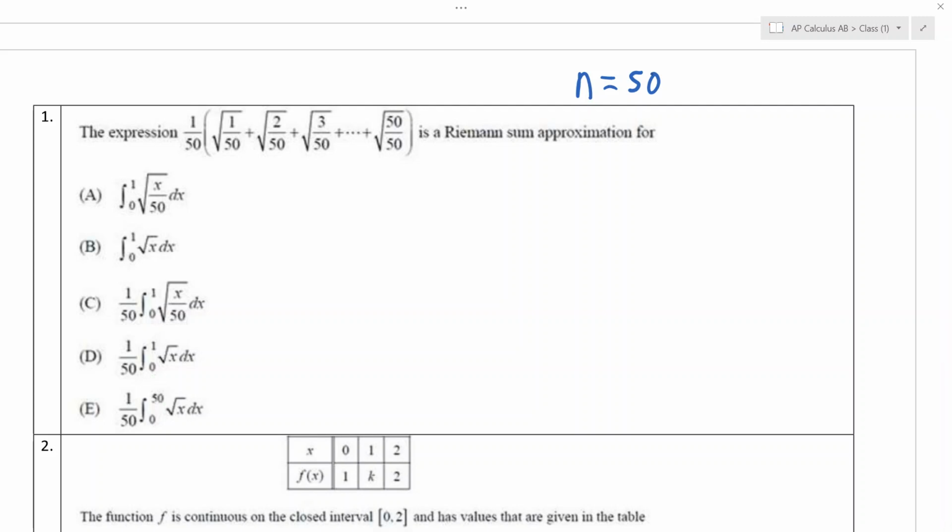Okay? How wide is each interval? 1 over 50. So if I'm going 50 intervals, 1 over 50 is each width. How far am I going total? Just 1. Which means which one of these answers can I definitely rule out? E's gone. Goodbye, E.